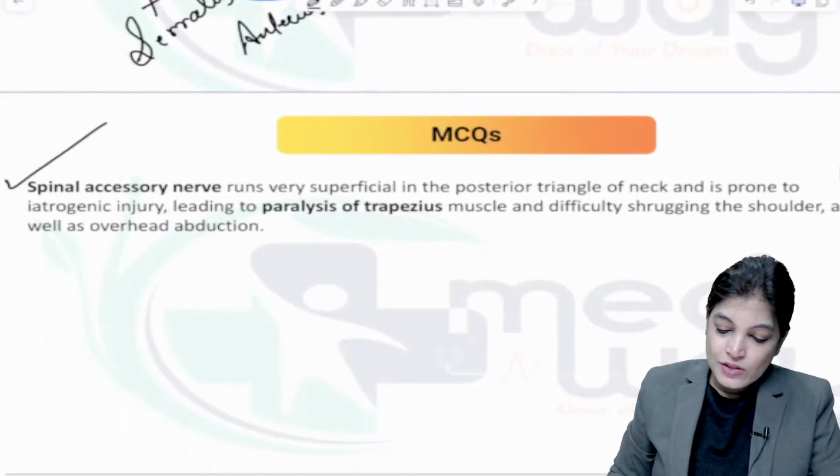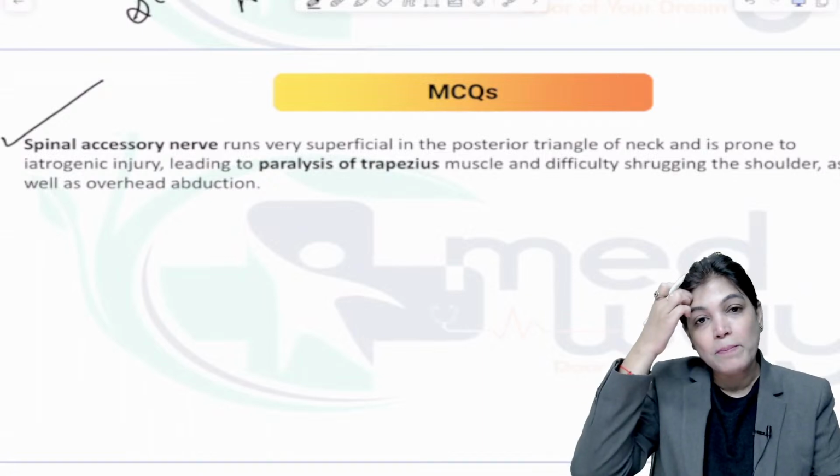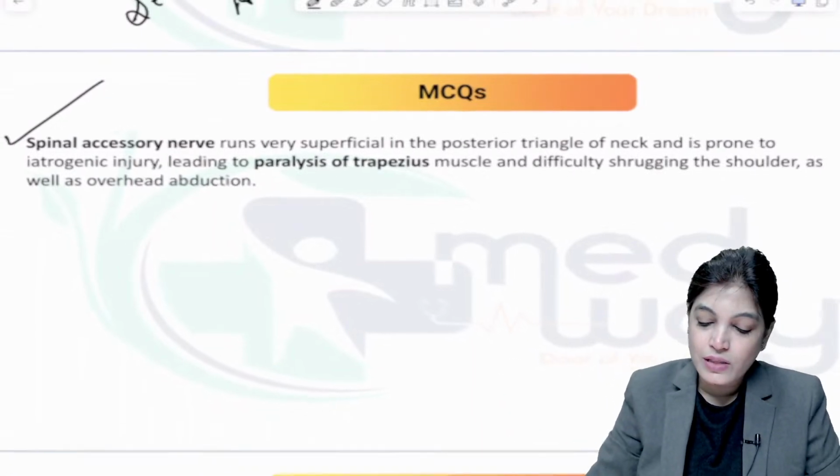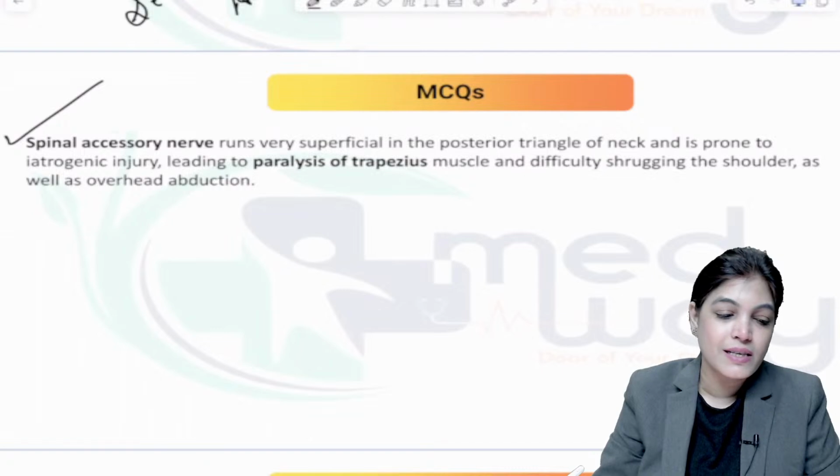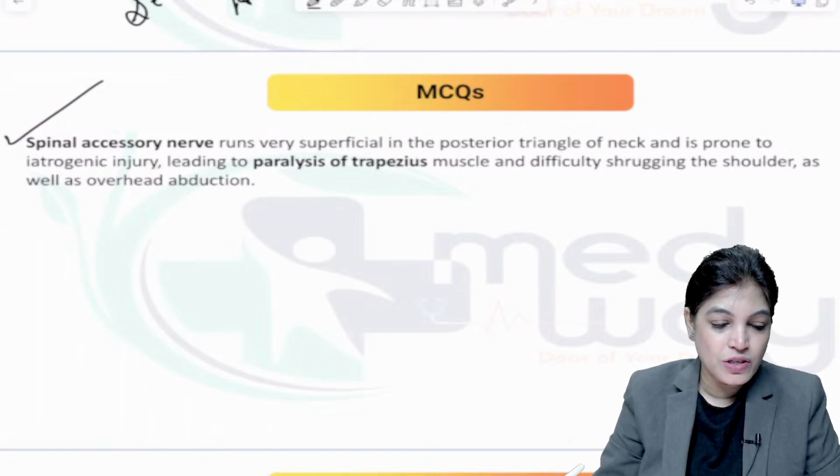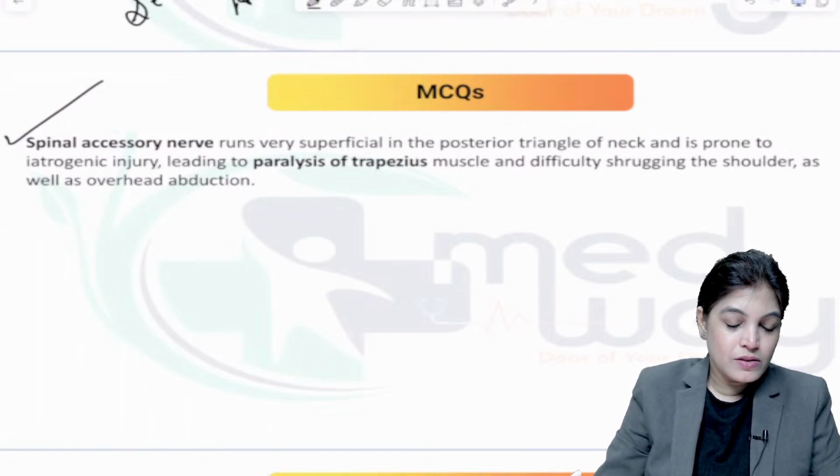Now, if the spinal accessory nerve is injured in this case, that will lead to paralysis of the trapezius muscle, and we know the shrugging of the shoulder and overhead abduction is the function and action of the trapezius muscle. So got it, dear?